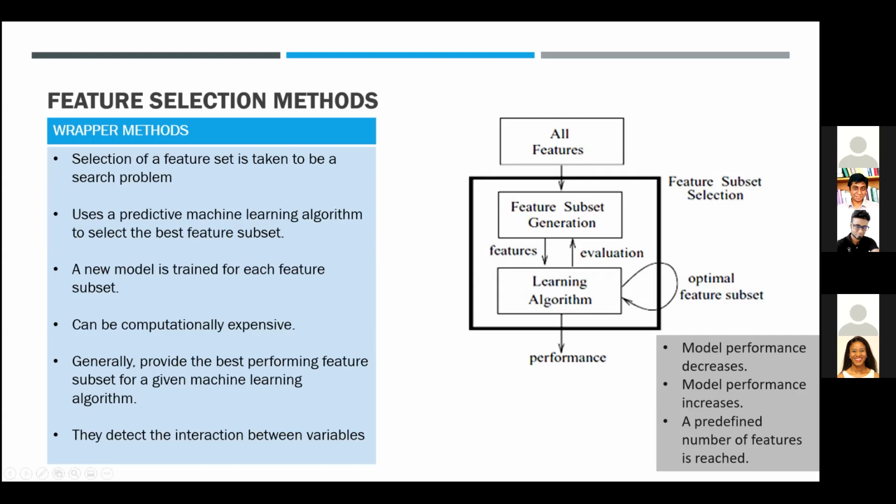So if you have a total of 5 features, then you want to select maybe just 3 out of the 5 to use as your predictor. So you want to choose the best 3 out of 5. As you can see, the bigger your total feature set, the more computationally expensive this approach is going to be. But it does provide the best performing feature subset for the given machine learning algorithm.